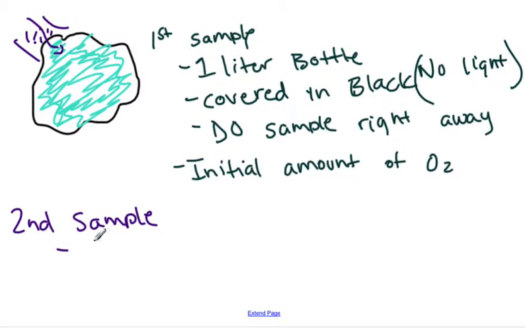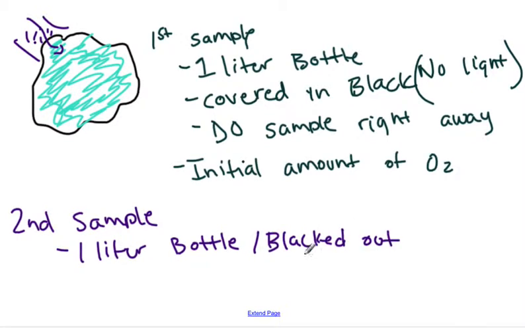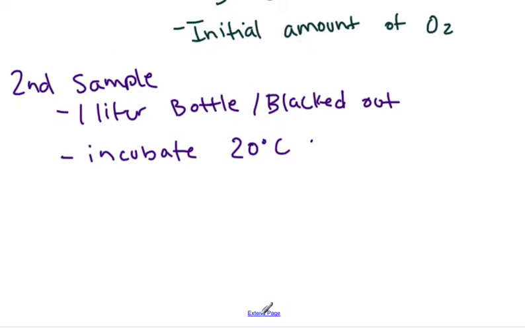I'm going to incubate this sample, same deal. So it's in a 1 liter bottle that's blacked out. And I'm going to incubate it. I want to keep it at about 20 degrees Celsius. If I double check, I think that's about 65 degrees Fahrenheit. And it's going to be incubating for 5 days. Days. Sorry about that, guys.